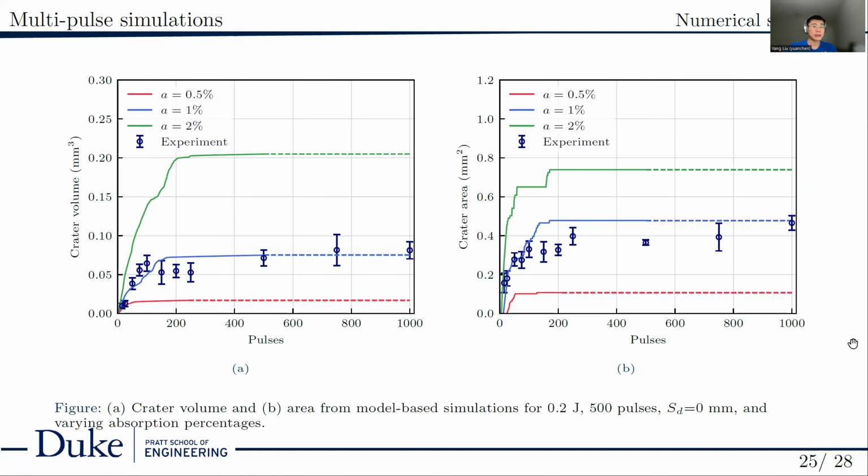This figure compares the simulation result and the experimental measurement for SD equals 0. Simulations were performed only for less than 500 pulses, and this was the point where all crater volume had saturated. The results indicate that the absorption ratios of 0.5% and 2% effectively bound the experimental measurements for crater volume and area, and an absorption ratio of 1% appears to provide a reasonably good comparison.